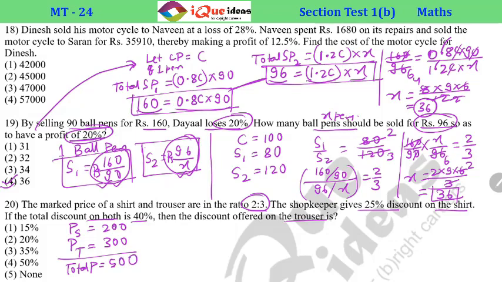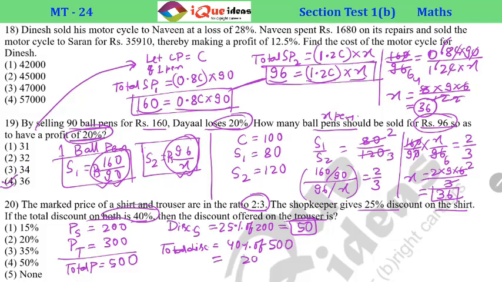Now let's calculate the discount. The discount on shirt is 25%, so discount on shirt is 25% of 200, which is equal to 50 rupees. 25% is 1/4, so it is 50 rupees. And the overall discount on both is 40%. So total discount will be equal to 40% of 500, because the total value is 500. Now 40% of 500 will be equal to 200.